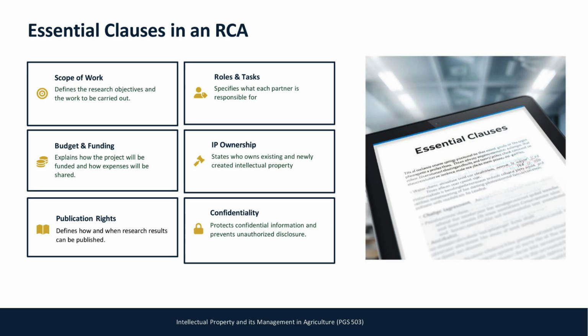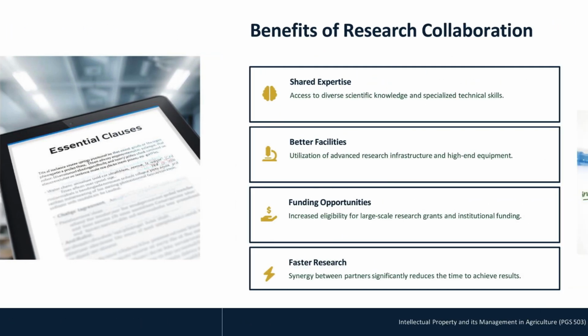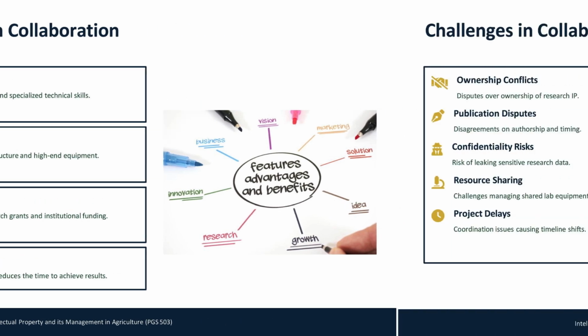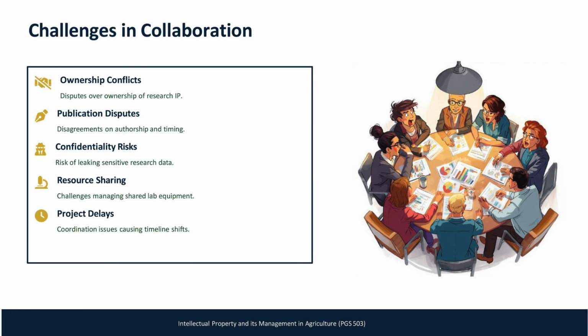This is one of the most important concepts in this chapter because these 6 clauses are commonly asked as a list in examinations. Let's continue with benefits of research collaboration. The first benefit is shared expertise, access to diverse scientific knowledge and specialized technical skills. The next is better facilities, utilization of advanced research infrastructure and high-end equipment. Another benefit is funding opportunities, increased eligibility for large-scale research grants and institutional funding. And finally, faster research. Synergy between partners significantly reduces the time to achieve results. Before we move ahead, let's look at the challenges in collaboration.